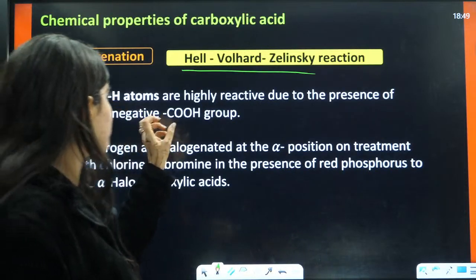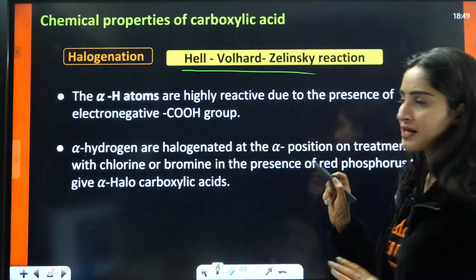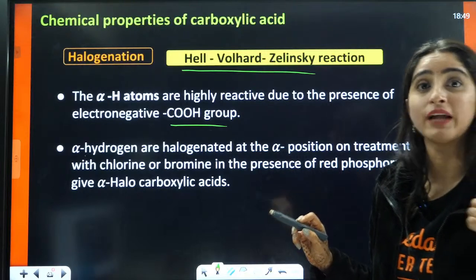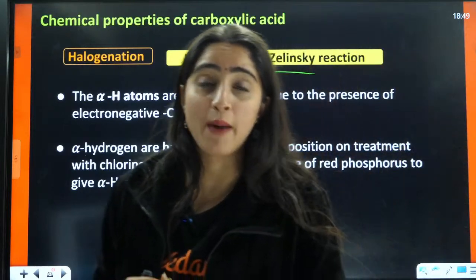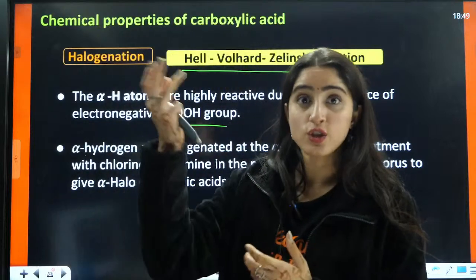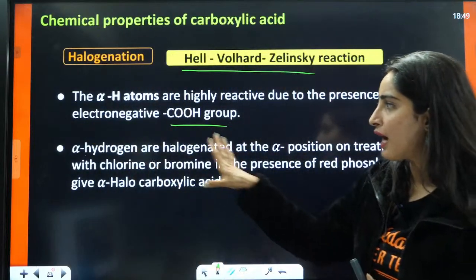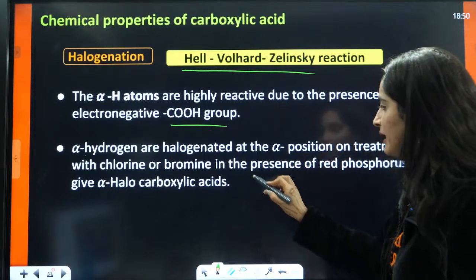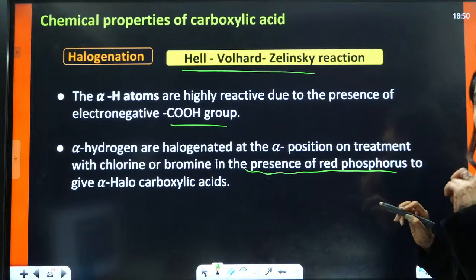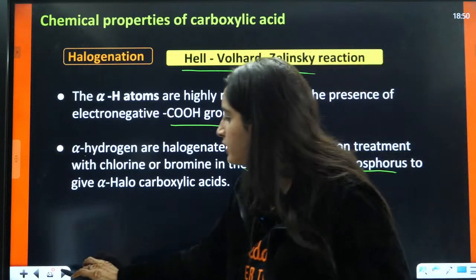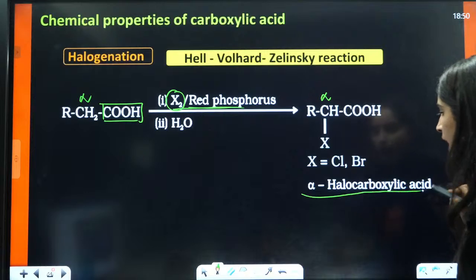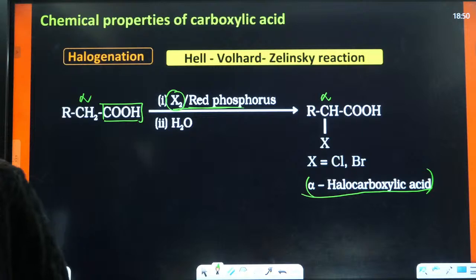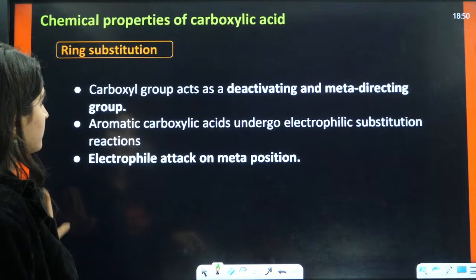The alpha hydrogen atoms are highly reactive due to the presence of the electronegative group. Alpha acidic hydrogens are reactive. That is why aldol condensation was happening, in the presence of base. So here the alpha hydrogens are halogenated at the alpha position on treatment with chlorine or bromine in the presence of red phosphorus, and you will have the alpha-halocarboxylic acid. On the alpha position, you will have the halogen.